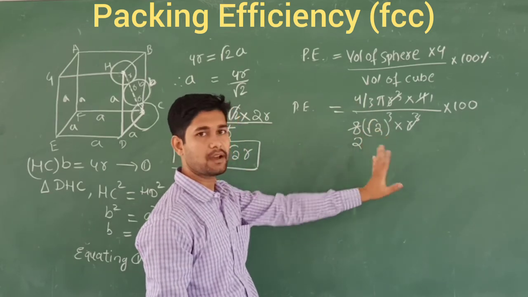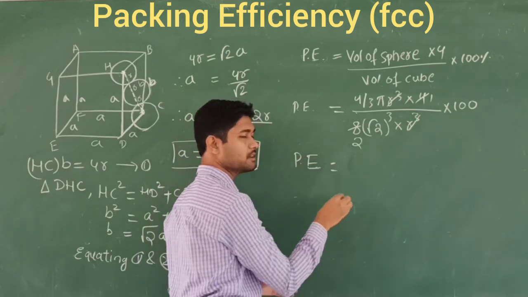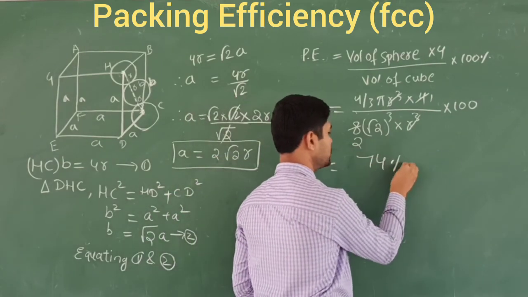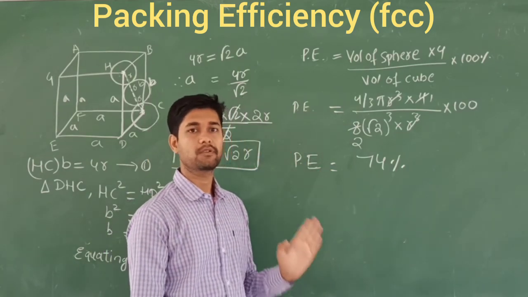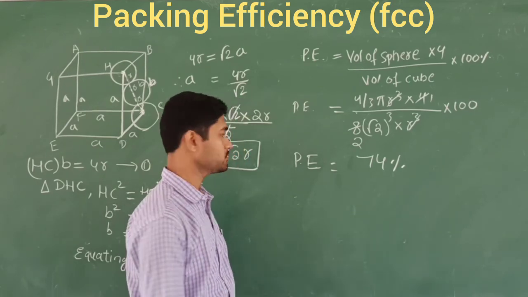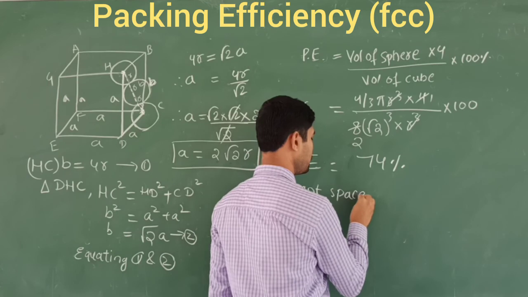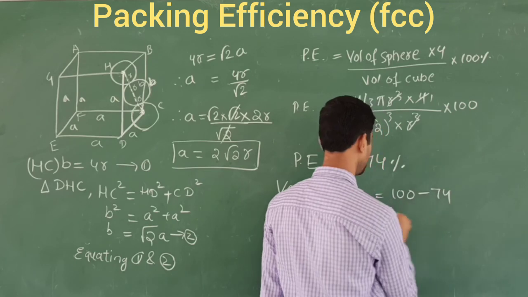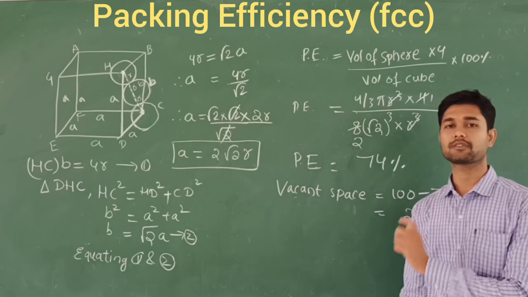For this simple calculation I am going to write directly the packing efficiency in percentage. You need not waste time doing this calculation. We obtain the packing efficiency of 74% in the face-centered cubic unit cell, or HCP or CCP. So this is called 74%. And what is the remaining vacant space? Therefore the vacant space available in the face-centered cubic unit cell is 100 minus 74, the remaining will be 26. Only 26% space will be vacant in the face-centered cubic unit cell.